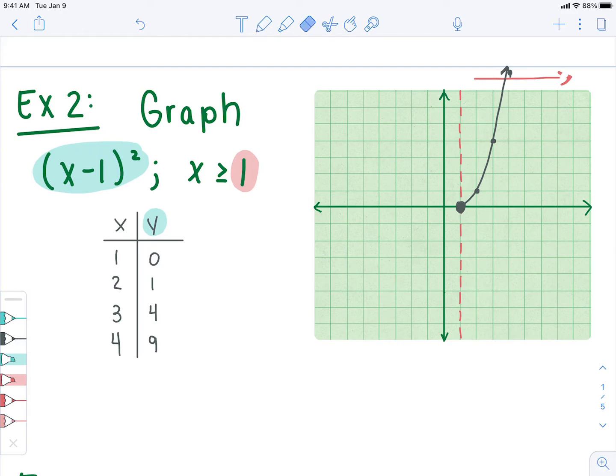So I have what looks like a piece of a parabola. And I kind of knew I was going to have that because I recognized that it was an x squared. Once I've got my piece of my function, then I'm all done.